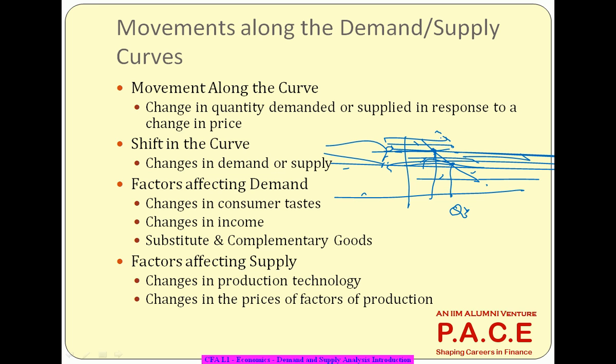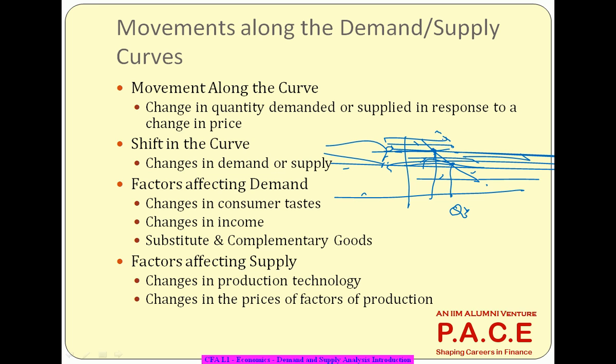So the demand for them goes up not because of the price of that particular item, but for some external factors. Those external factors generally are these things: change in consumer taste, income, substitutable and complementary kind of goods. Then similarly, something that is affecting the supply is the change in production technology. Okay, complementary good is like petrol and cars.